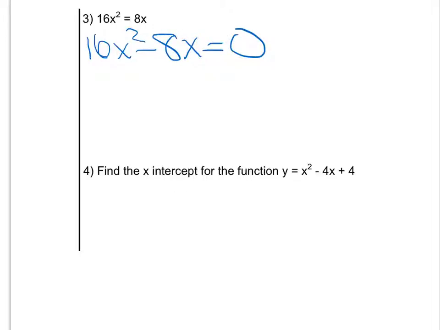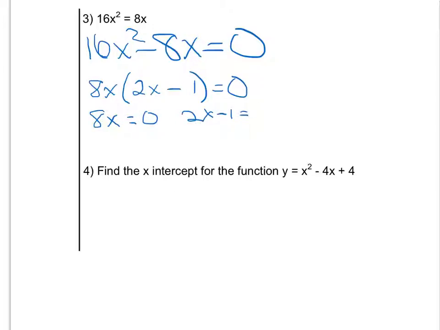So I go to factor, and the first thing I notice is they have a GCF of 8x. So I'm going to pull the 8x out front. What's left inside? Well, 16x squared divided by 8x leaves me with 2x. 8x divided by 8x leaves me with 1. And now I have 8x times 2x minus 1. So that means either 8x equals 0 or 2x minus 1 equals 0.